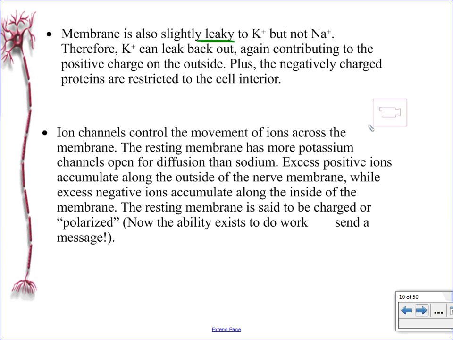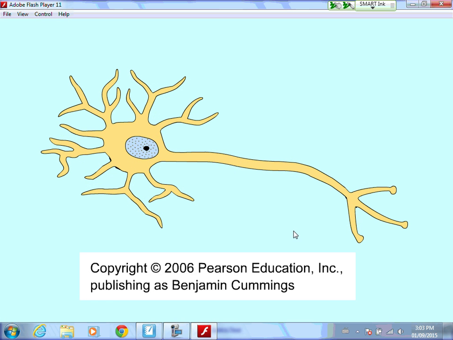Finally, the third reason for the negative charge on the inside are those negatively charged proteins. Again, we saw this on a previous picture represented like this, where we had that large concentration on the inside. These do not move to the outside. They are restricted to the inside of the neuron. So we'll take a look at another little animation.